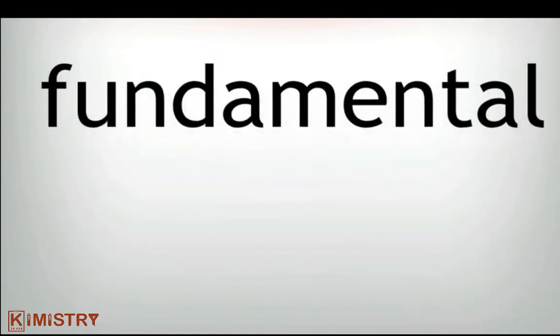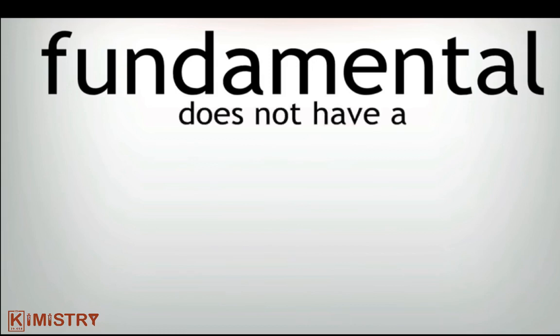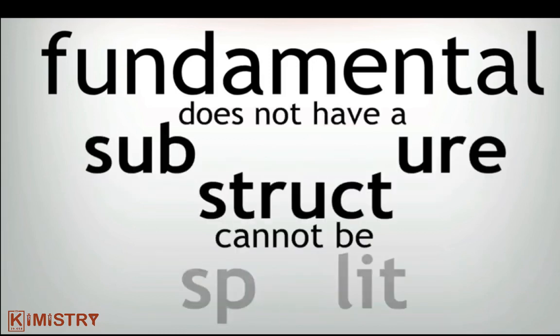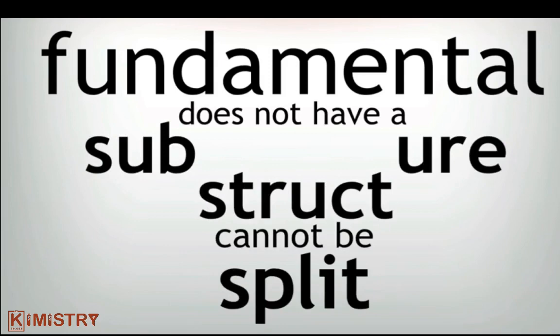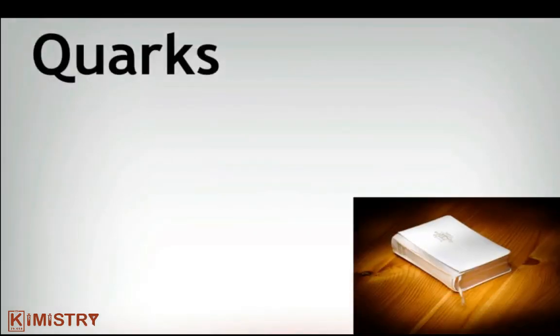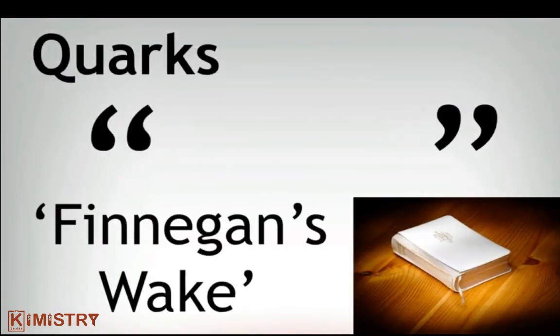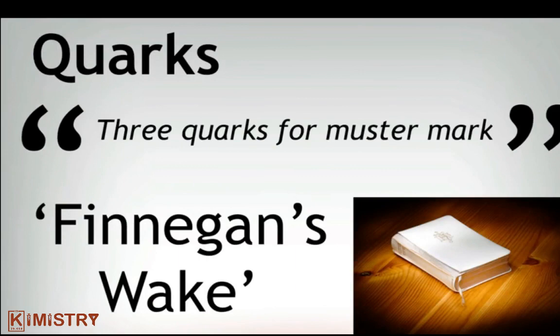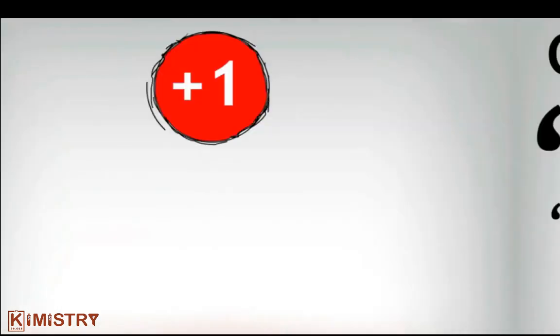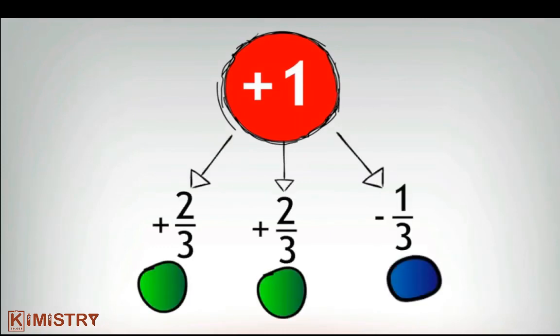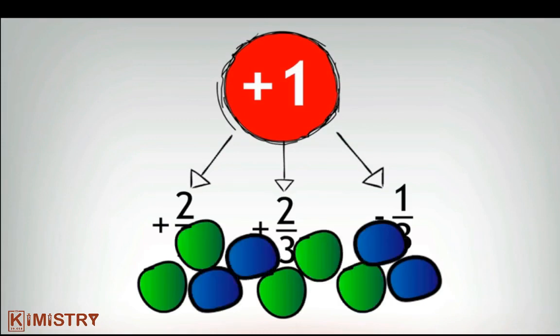Now, the term fundamental means that the particle does not have a substructure. It cannot be split. The name quarks was chosen from the James Joyce novel Finnegan's Wake: "Three quarks for Muster Mark." In order for their calculations to work, however, these quarks needed to have a fractional charge. This was a new concept, as fractional charges had never been seen before.